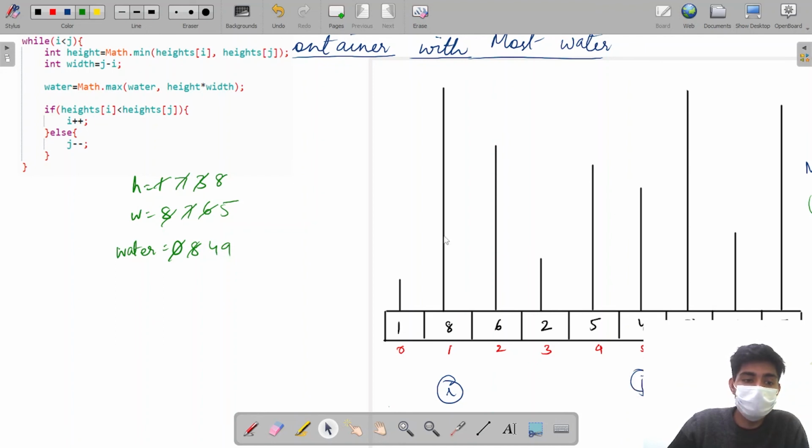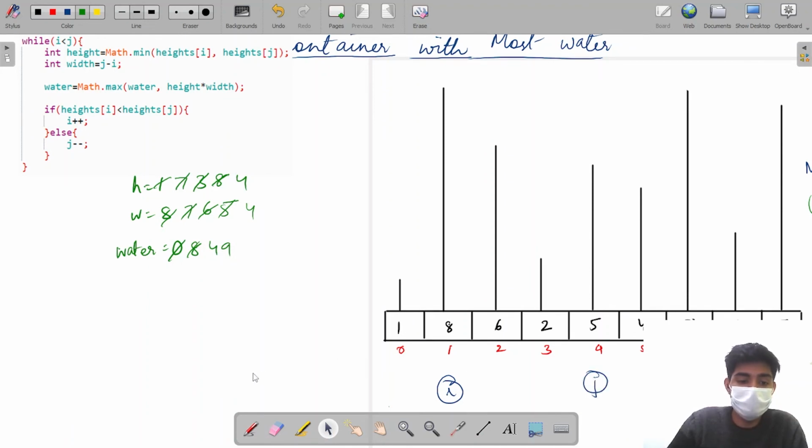So I will decrement my j again. 8 and 8 are equal, and I said that if heights of i is less than heights of j, so it doesn't really matter when they are equal. I can increment i or I can decrement j. So I'm decrementing j. I have 8 and 4. My height will be 4. My width will be 5 minus 1, which is also 4. 4 4s are 16. 16 is not greater than 49. So I will decrement my j because it is smaller.